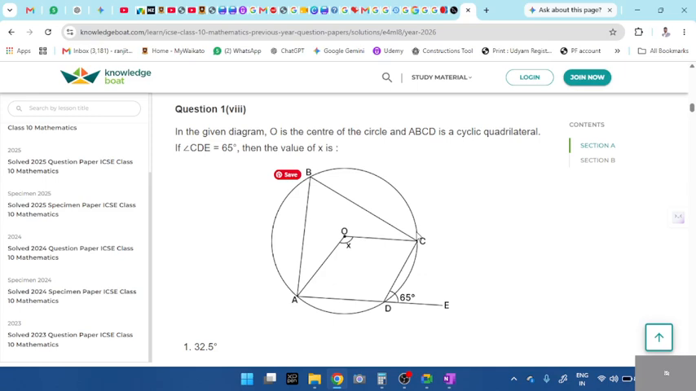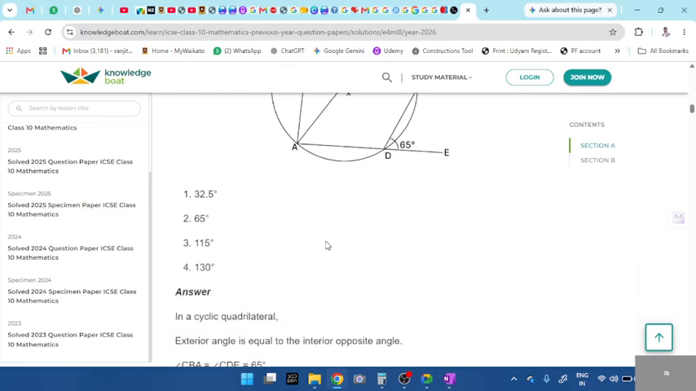What else is 65? No, no, not A. B. Alternate segment theorem. Not alternate segment. What is that? Exterior. Cyclic quadrilateral exterior concept. Yes, angle B will be 65. 130? All of you got 130?